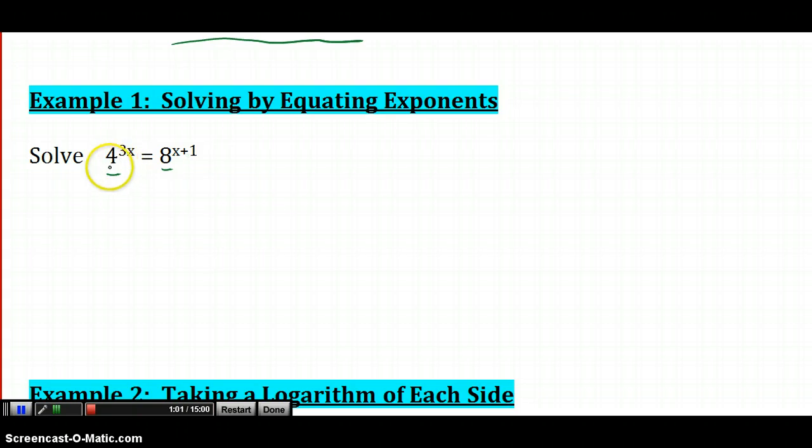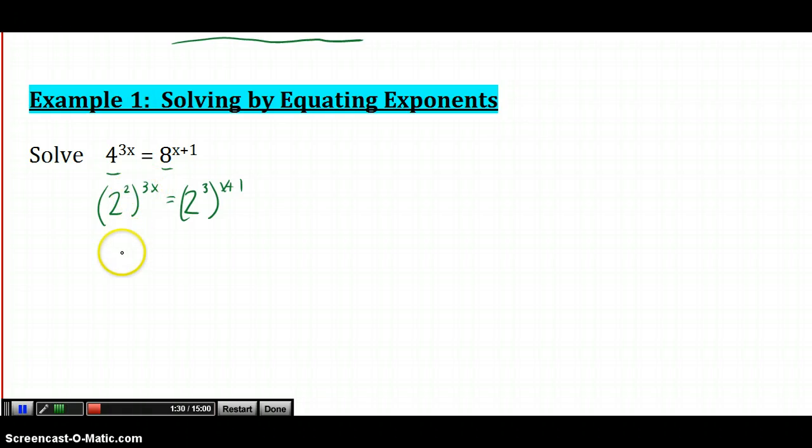We can rewrite 4 as 2 squared, because 2 squared is 4. And then you have 2 squared to the 3x. Equals, now think about how you can rewrite 8 with a base of 2? Well, 2 squared is 4, 2 to the third is 8. So you can rewrite 8 as 2 to the third, then to the x plus 1 power.